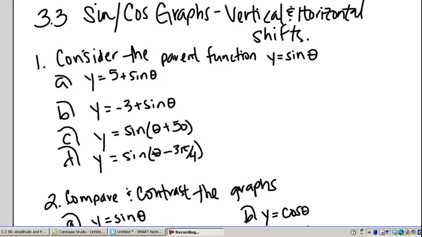Hey guys, today we're talking about 3.3 sine cosine graphs, and specifically we're talking about vertical and horizontal shifts.